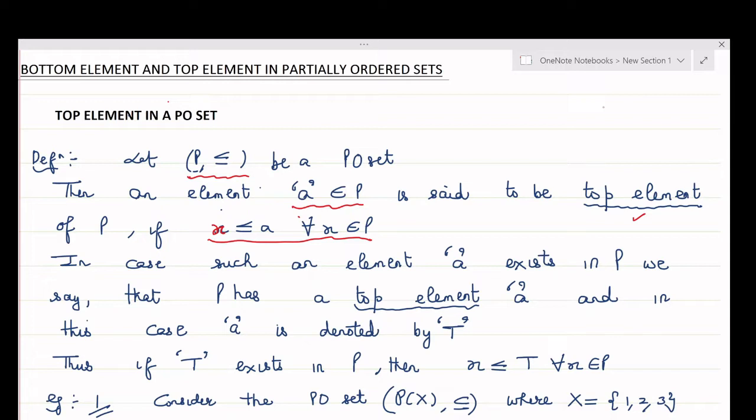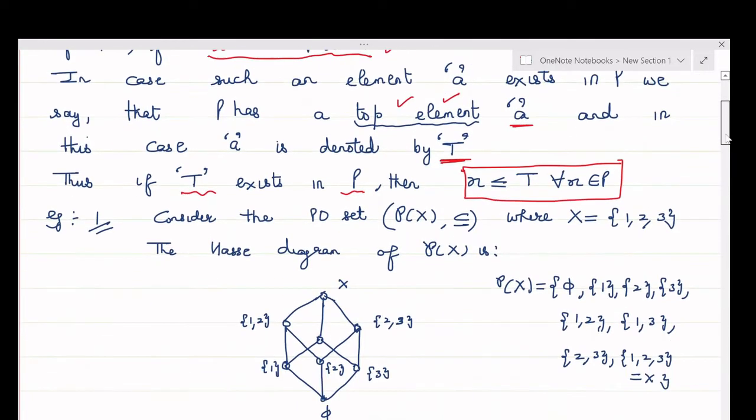In case P has a top element A, which means that A is greater than every element X of P, or every element X of P is smaller than A, we say that P has a top element, and the top element is denoted by capital T. So if the top element exists in a partially ordered set P, then the top element T will always satisfy this condition: every element X of P will be smaller than T, or T will be greater than every element of the partially ordered set P. So this is the definition of the top element.